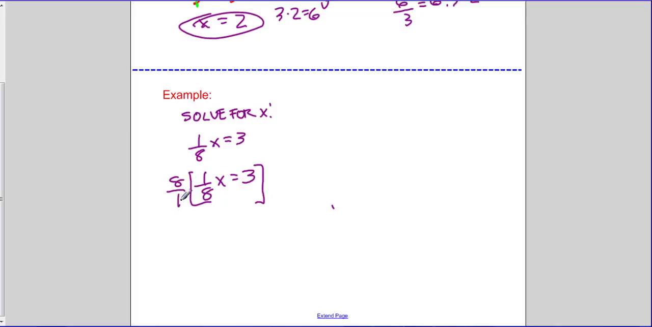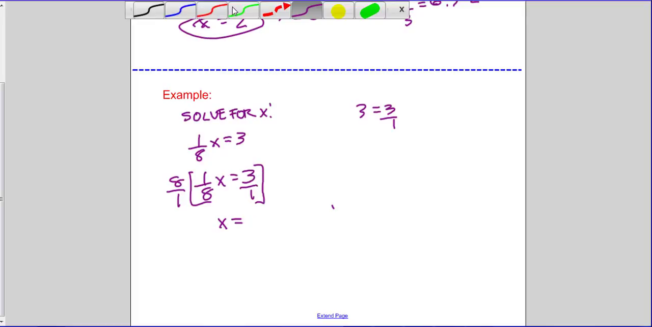Now I have to distribute this 8/1 to both sides, and 3, remember, 3 can be written as 3/1 because 3 divided by 1 is 3. So I'm going to write this as 3/1. And now 8 times 1/1 times 8 is 8/8, which is 1. So I'm left with just 1x, or x equals 3/1. But actually that's not 3/1. I almost made a mistake myself.